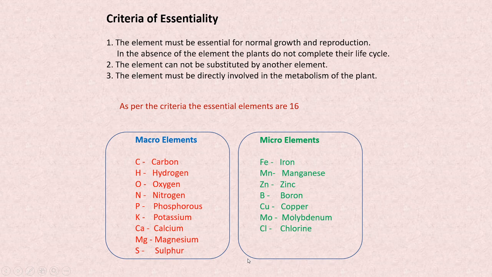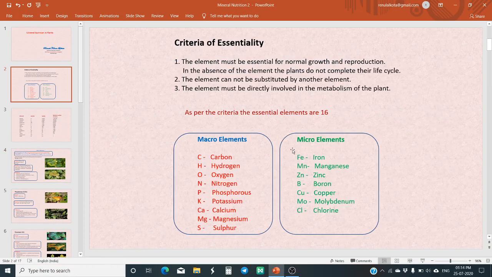Then calcium, magnesium, and sulfur also play a very important role in cell wall formation, that is middle lamella formation. They also form integral parts of many organic compounds, and they are very important as they act as activators for many enzymes too. Okay, so this is all about today's class. Now in the next class we will see about micronutrients.